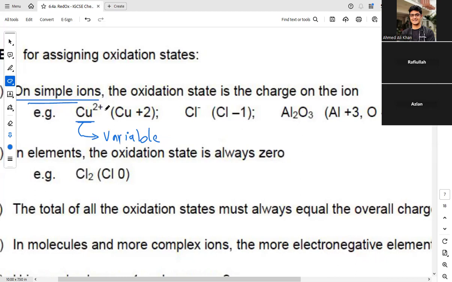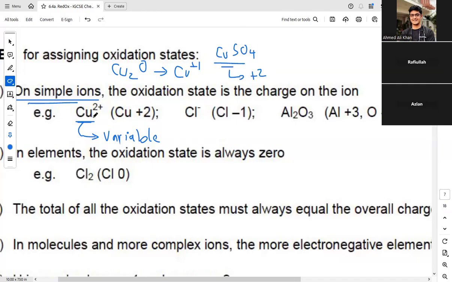So, for example, copper can exist as Cu2 plus, right? But in an oxide of copper, okay, it can also exist as Cu plus. Okay, in this copper oxide, copper 2 oxide, sorry, copper 1 oxide, the oxidation state of copper is plus 1, right? But let's take a compound, for example, like copper sulfate. Okay, copper sulfate is a bright blue liquid. And right here in this compound, the oxidation state of copper is +2, right?